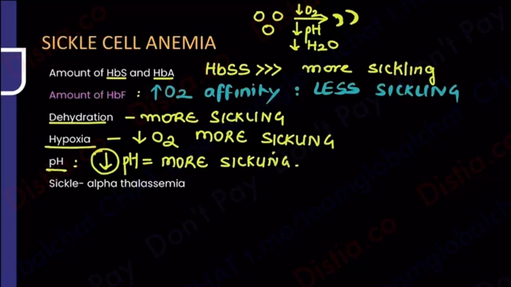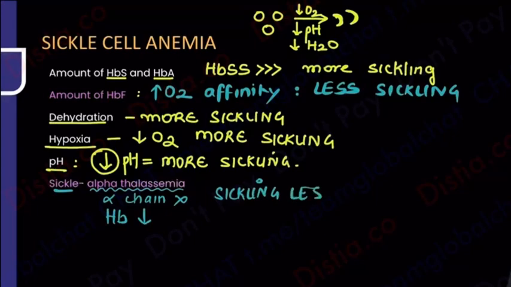Coming to the last one, what if you have a double problem? The patient has sickle cell anemia and also has alpha thalassemia. Thalassemia is what I'm going to tell you in a while. Tell me, in alpha thalassemia, the alpha chains are simply not there. When alpha chains are not there, obviously that means that the hemoglobin amount is low. If alpha chains are not produced in alpha2 beta2, then the hemoglobin amount is low. Now when the hemoglobin amount is low, what sickle will form out of it? So the sickling is going to be less.